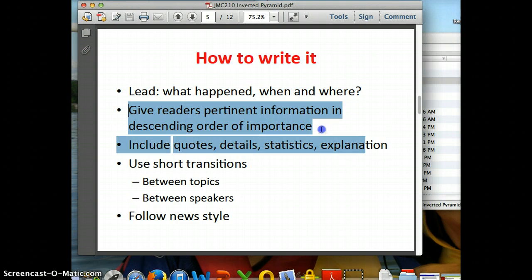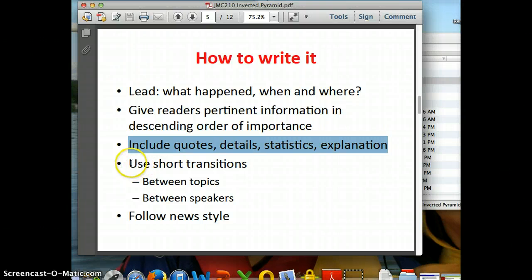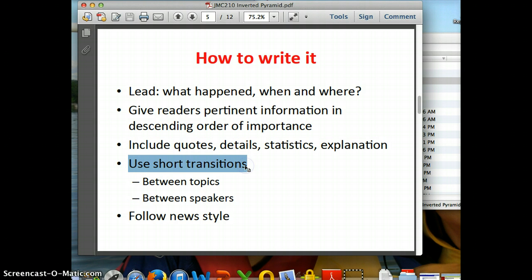After the lead, you give the readers the pertinent information in descending order of importance. Now, it's not just a list of facts. I repeat, it's not just a list of facts. You're going to include quotes, details, statistics, and explanation. You're also going to use transitions, like the words but and, or also, between topics and between speakers. You always want to have a transition between speakers.